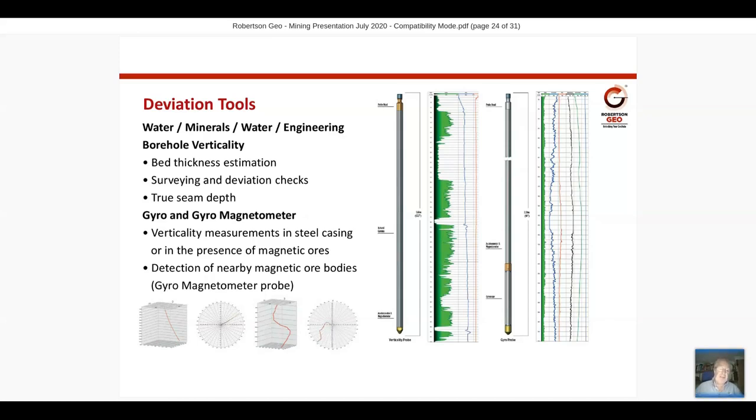It's very easy, if you look at that first image on the left there, in a hard formation for a borehole to be thrown off the vertical track by steep bedding planes or fractures, to end up with a deviated borehole in that placement.